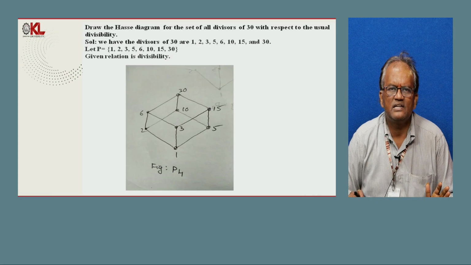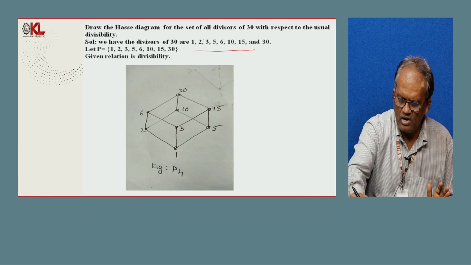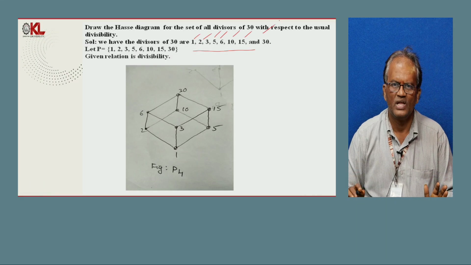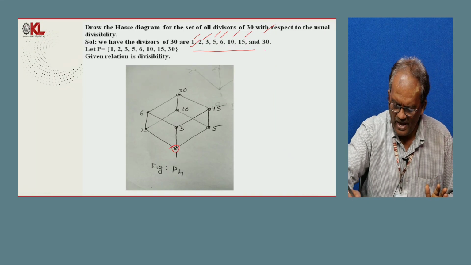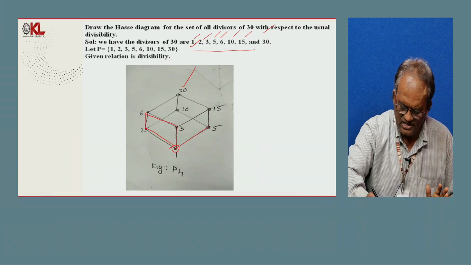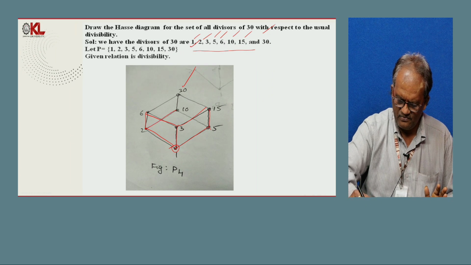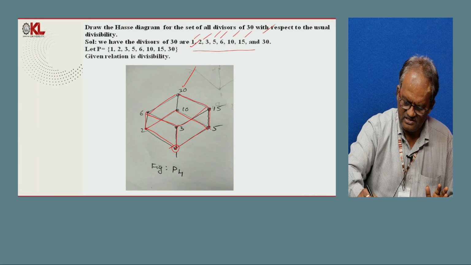See, this is the set of divisors of 30. The divisors of 30 we have already seen: 1, 2, 3, 5, 6, 10, 15 and 30. See what I told: take 1 as the least element first, and the highest element is 30. What do the divisors mean? 1 divides 2, 1 divides 3, 1 divides 5, 2 divides 6, 3 divides 6, 5 divides 15, 2 divides 10, 5 divides 10. 6 divides 30, 10 divides 30 and 15 divides 30.